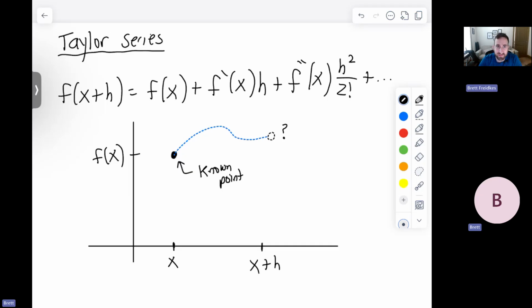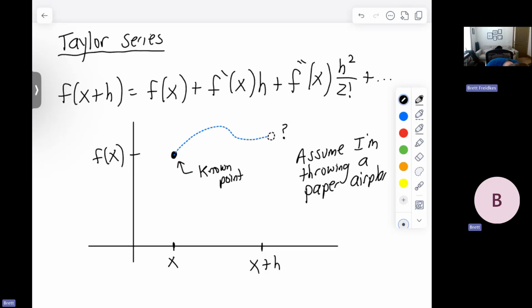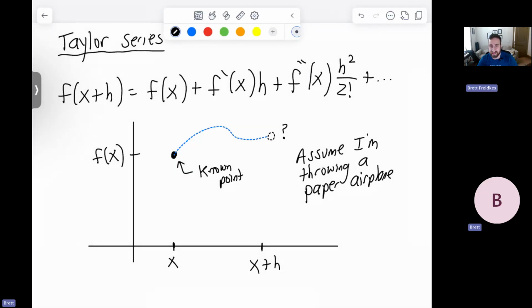And the example I'll give to make it somewhat physical is, let's assume that I am throwing a paper airplane. Now, the reason that I chose a paper airplane is that it's kind of unpredictable.